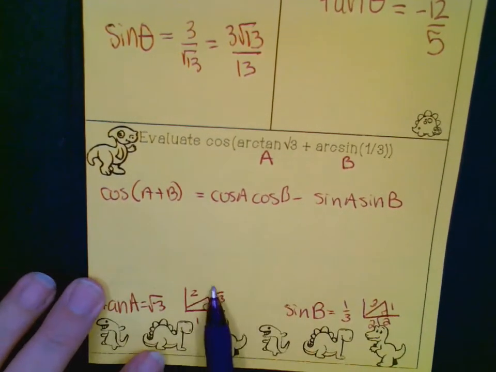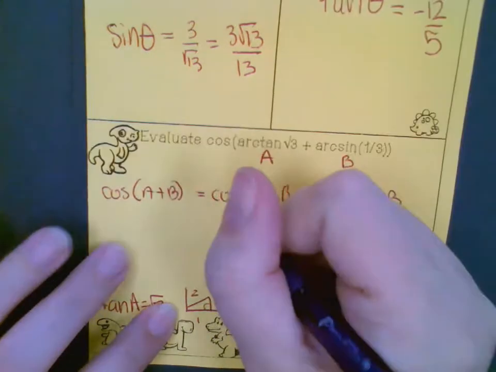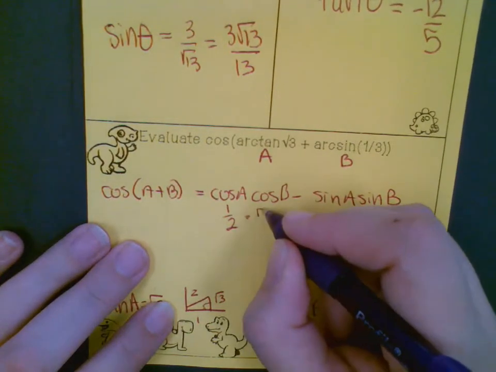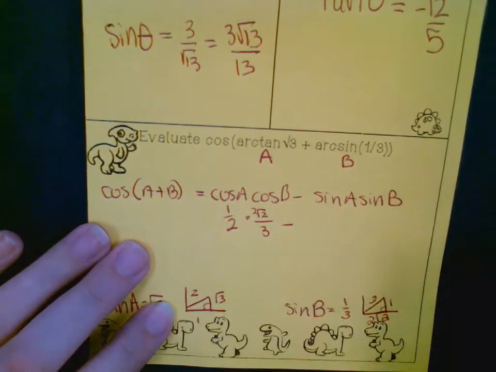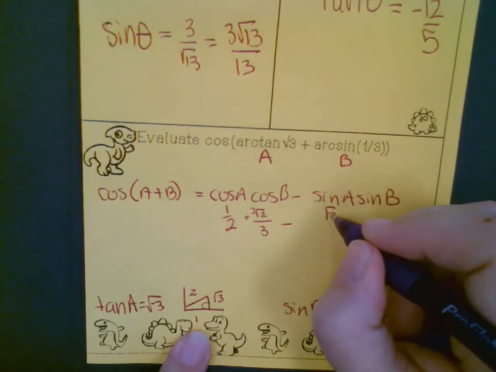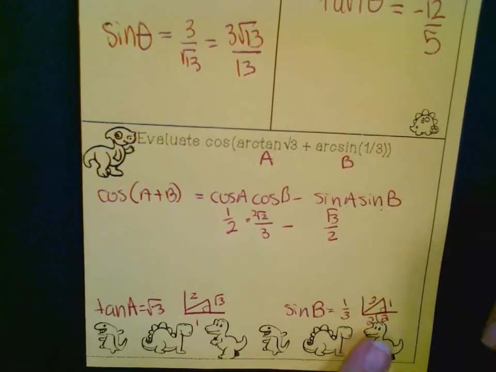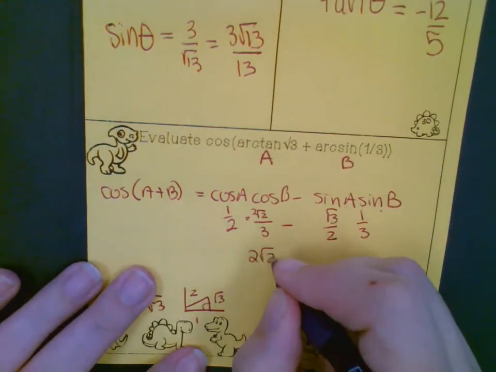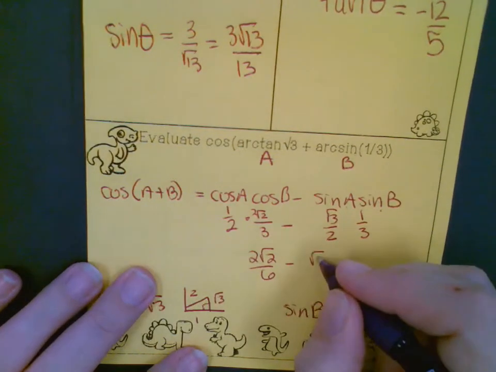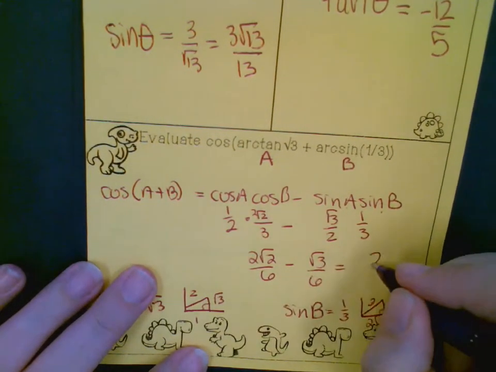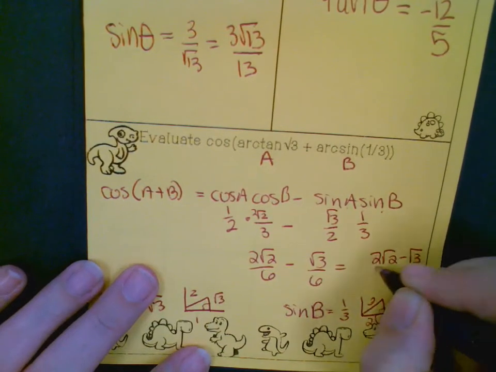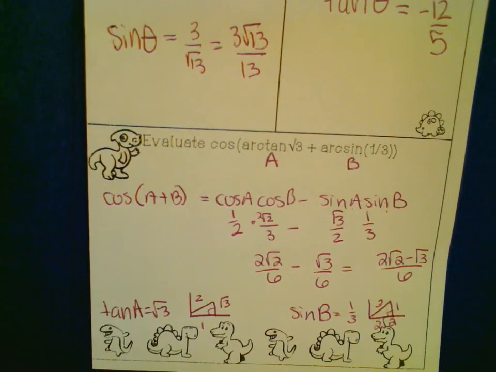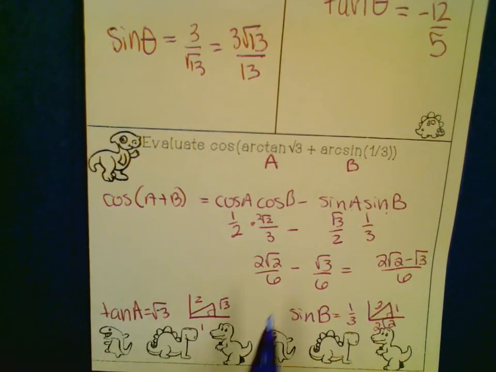So the cosine of A, adjacent over hypotenuse, is 1/2, and the cosine of B, adjacent over hypotenuse, is 2 root 2 over 3, minus sine of A, which is root 3 over 2, times sine of B, which is 1/3. So we get 2 root 2 over 6 minus root 3 over 6. So 2 root 2 minus root 3 over 6. And that's it.